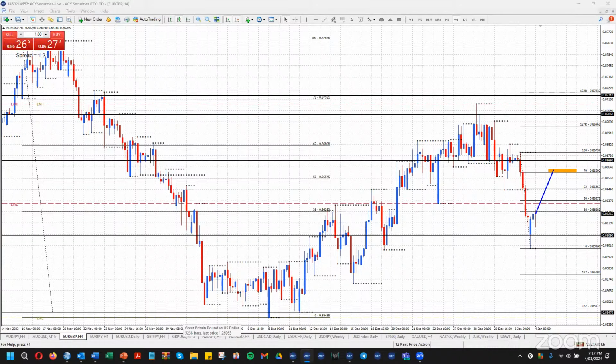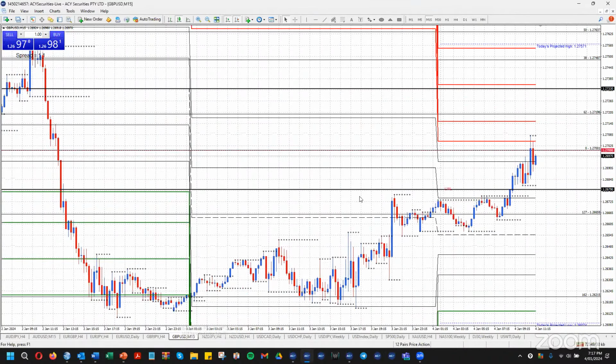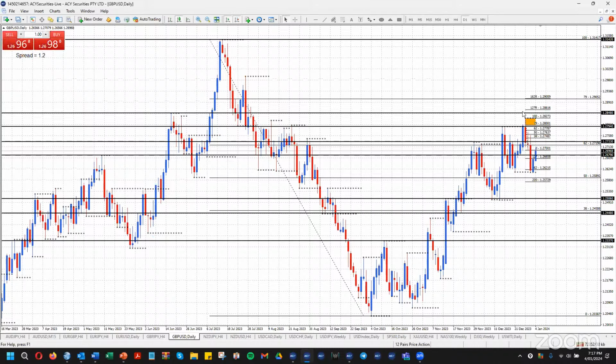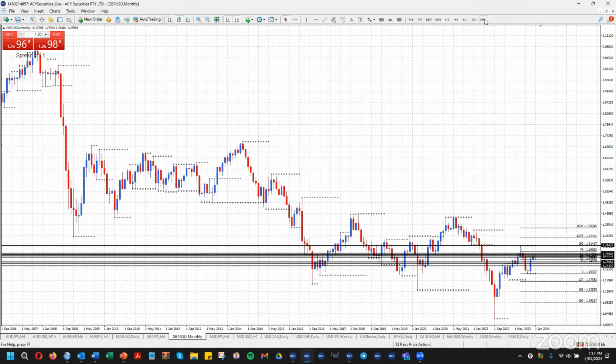All right, getting into the pound. Now, the pound, I've got lots of lines on here, but you can see the swings on the monthly chart. It's still in an uptrend, but it is fading within this range from high to low at the 62% area.